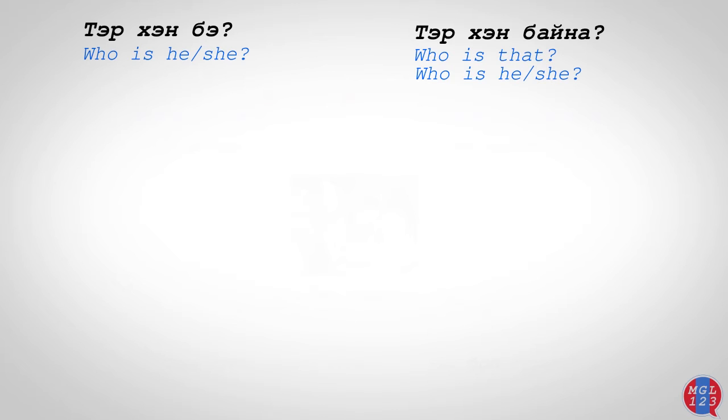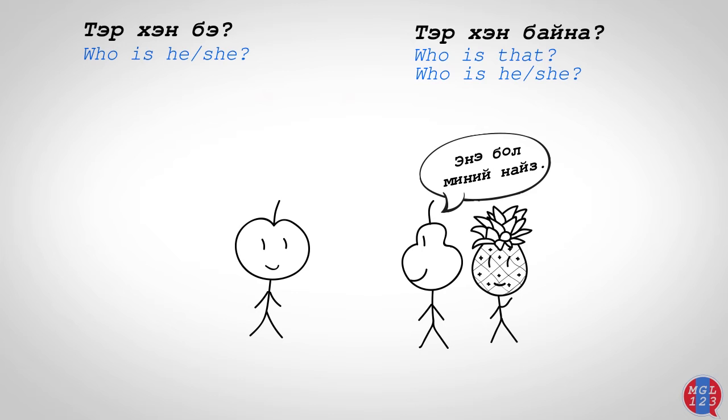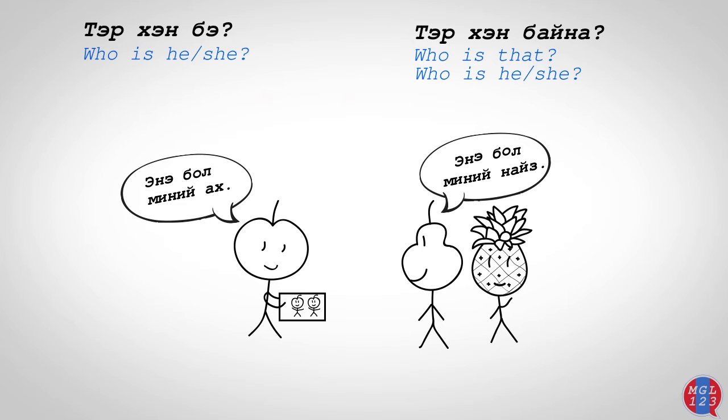Who is he or who is she can be asked in two ways depending on your intention. In Mongolian, when we are referring to a person, we use tir rather than in because in refers to an object or a thing, so it sounds rude if you refer to someone as in, except if the person is standing right next to you or you are pointing at them in a photo.